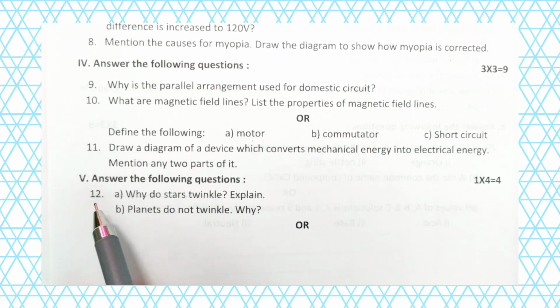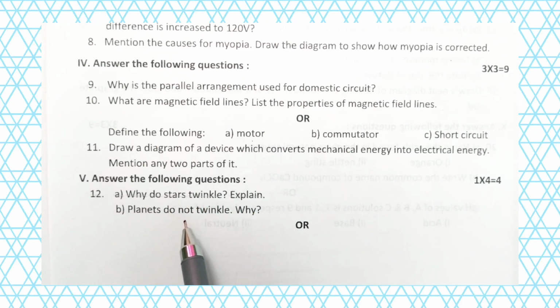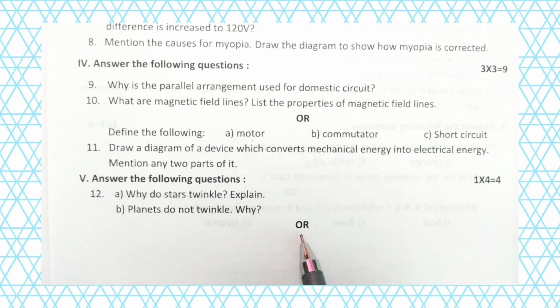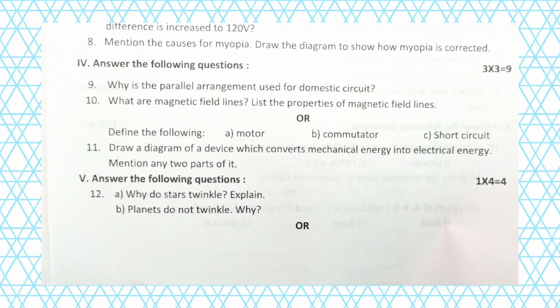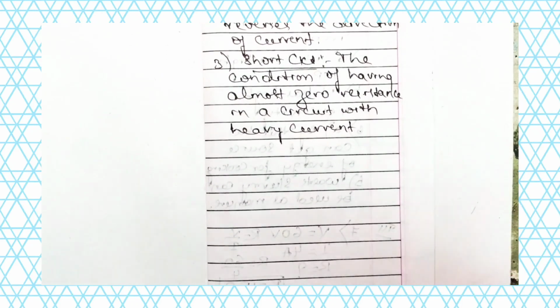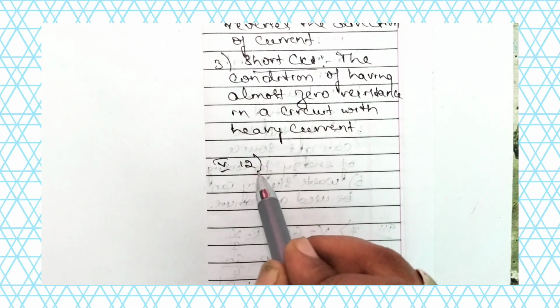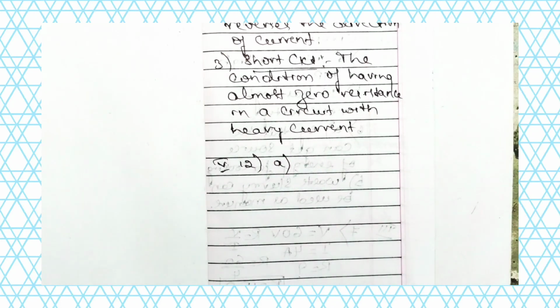Now let us answer the 12th question. Why do stars twinkle? Explain. Planets do not twinkle. Why? In this one also one internal choice question is there. So now let us answer for the first. Why do stars twinkle and planets do not twinkle? So this is for 5th mark, 12th question. In that, A question is why the stars twinkle.